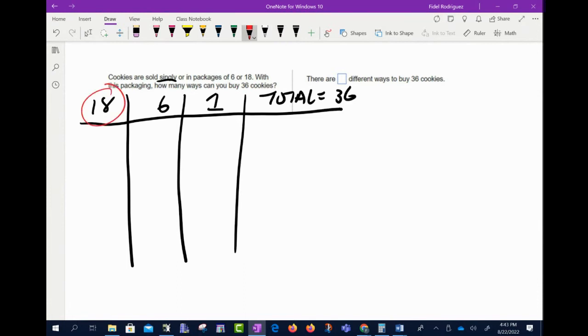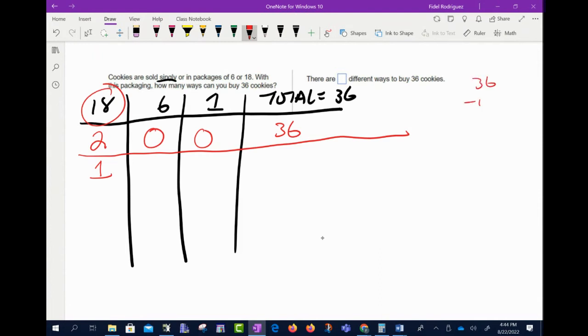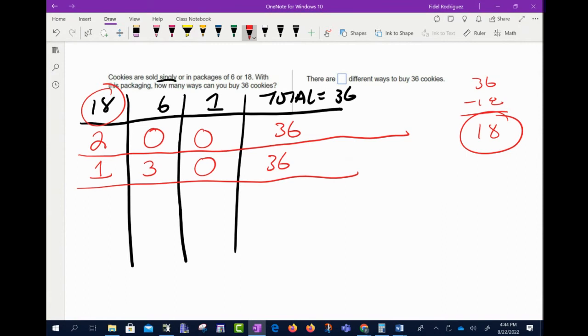Okay, so if I'm buying packs of 18, I can buy 2 packs of 18 because 2 times 18 is going to give me my total of 36. So I'm not going to buy any packages of 6 and I'm not going to buy any single cookies. I could buy 1 pack of 18, which is 18 cookies. 36 minus 18 is going to leave me with still 18 cookies. I could buy 3 packs of 6 because 6 times 3 is 18. I don't need any single cookies. Remember, I'm trying to get a total of 36 each way.